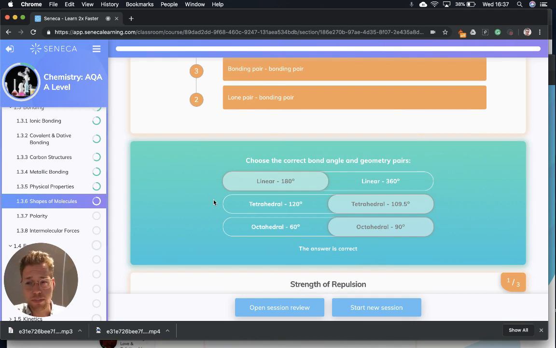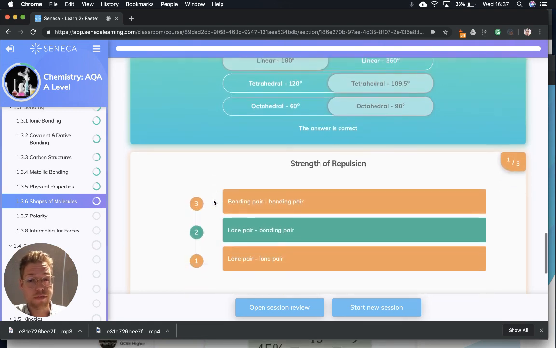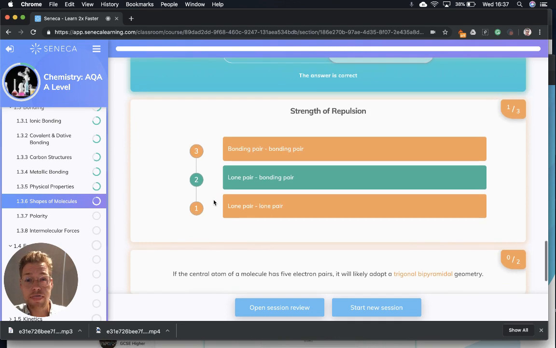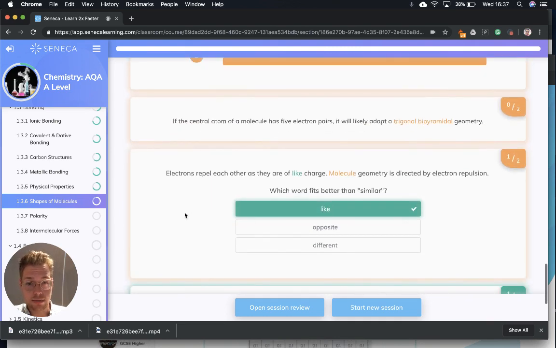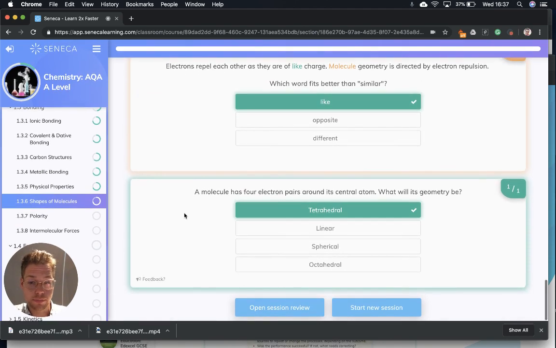I'm going to quiz you on some bond angles now. What's linear? Linear is 180 degrees. What about tetrahedral? That is 109.5. Do you remember octahedral? That's 90. So if a central atom of a molecule has 5 electron pairs, what geometry are we talking? We're talking trigonal bipyramidal. And one more question to finish. If a molecule has 4 electron pairs around its central atom, what's its geometry going to be? It's going to be tetrahedral. So 4 electron pairs, we get a tetrahedral geometry.